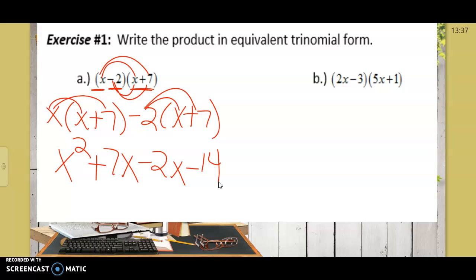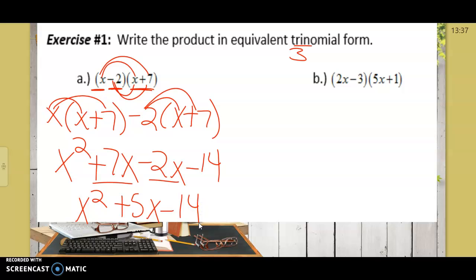And there you have it. Looks like we got 4 pieces. We will end in a trinomial, 3 pieces, because we're going to combine like terms. X squared is not like anything else, but 7x minus 2x is. That would be 5x minus 14. And there you have it.